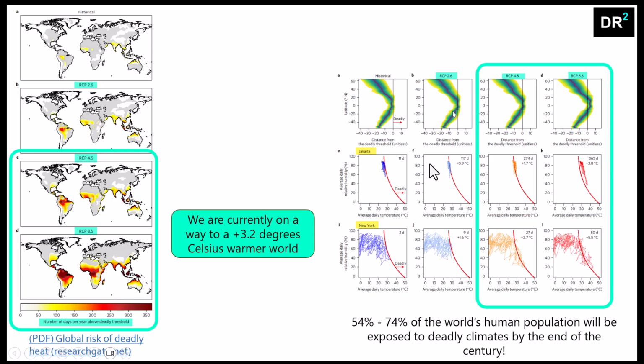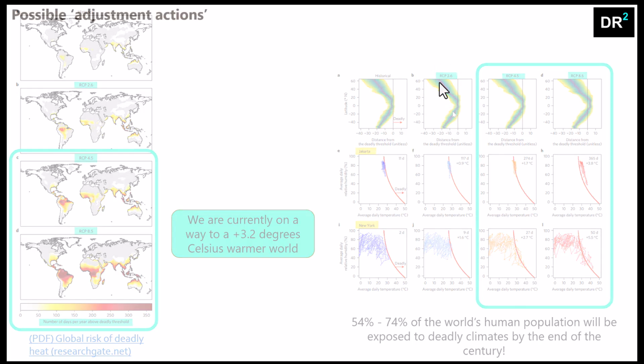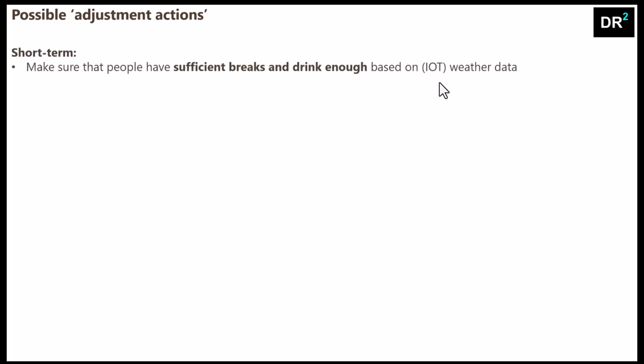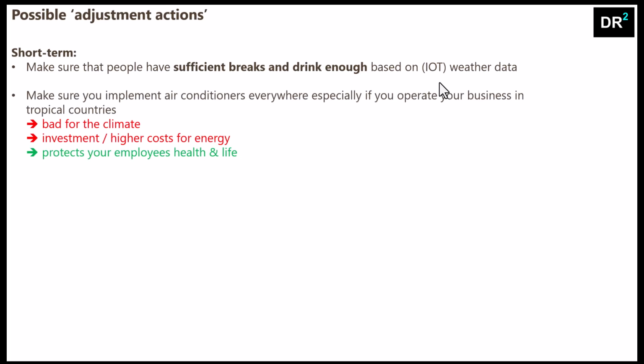So if we do not curb the global warming to 2 degrees or less, which would be this scenario, then we face this issue. If we face it, what can we do? Well, in the short term, make sure that your people have sufficient breaks and drink enough. That's what I showed you with this example. The other thing that you can do is, of course, make sure that you implement air conditioners everywhere if you have not already done so. Of course, that's bad for the climate. It even heats the environment, costs money, but it protects your people.